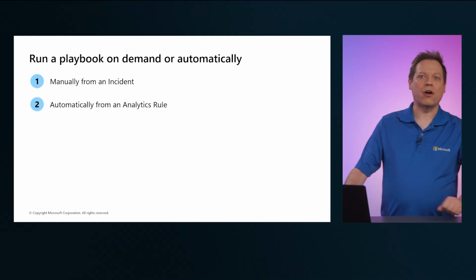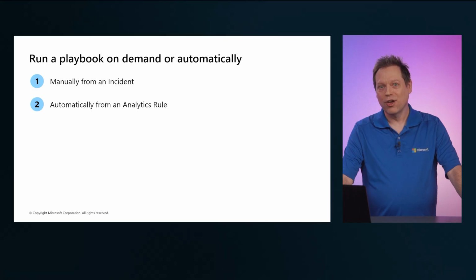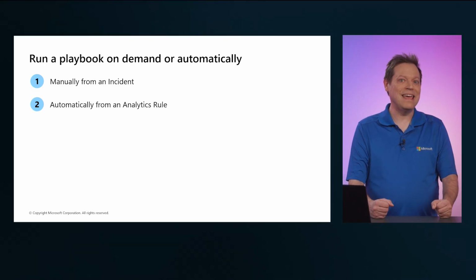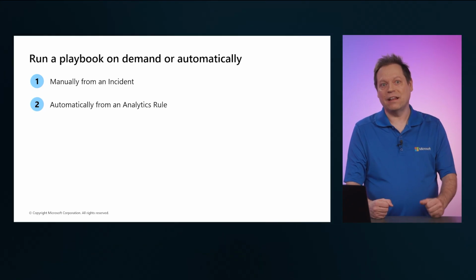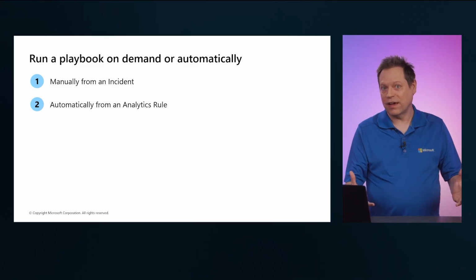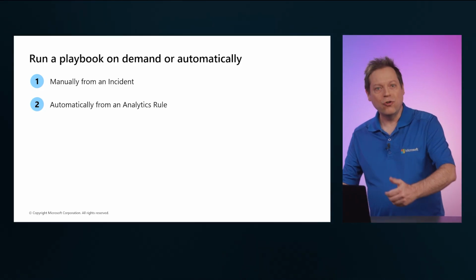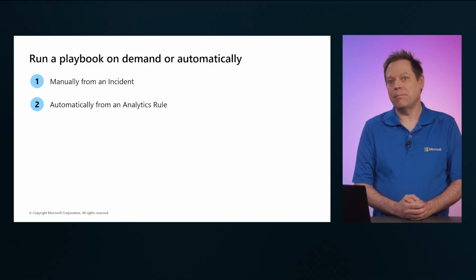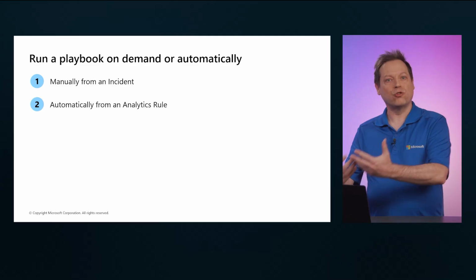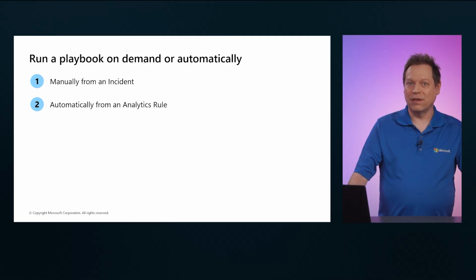There are two primary ways to run a playbook. You can run it manually from an incident when an analyst decides it's the right time to take action, or you can run it automatically by connecting it to an analytical rule so the workflow triggers as part of the detection.